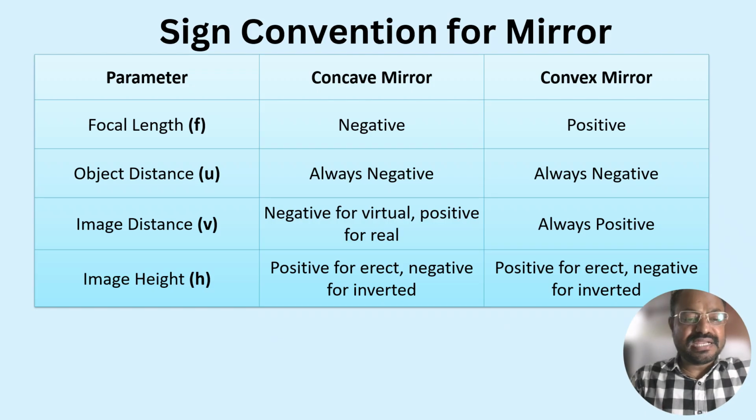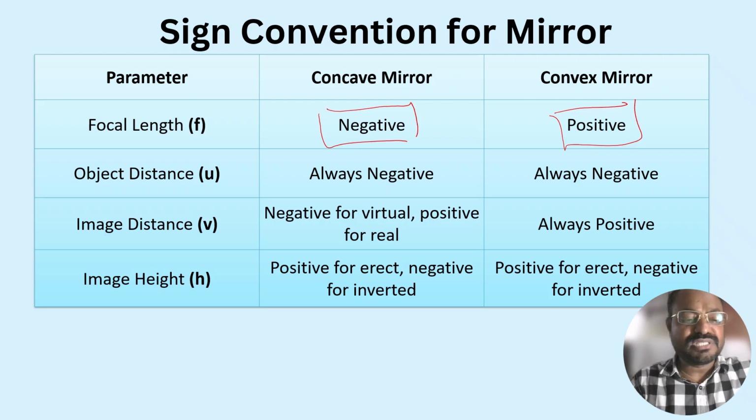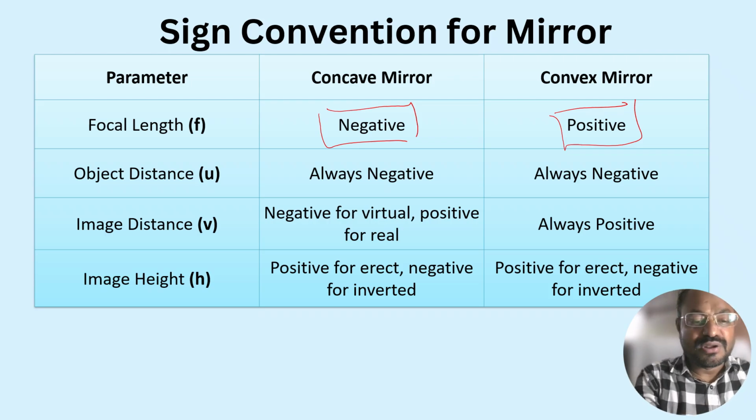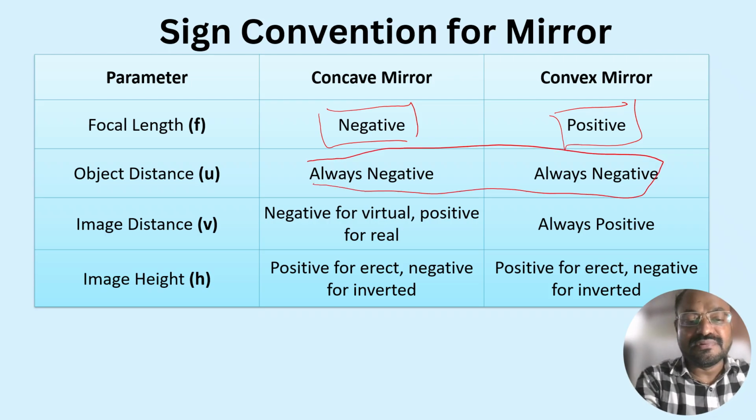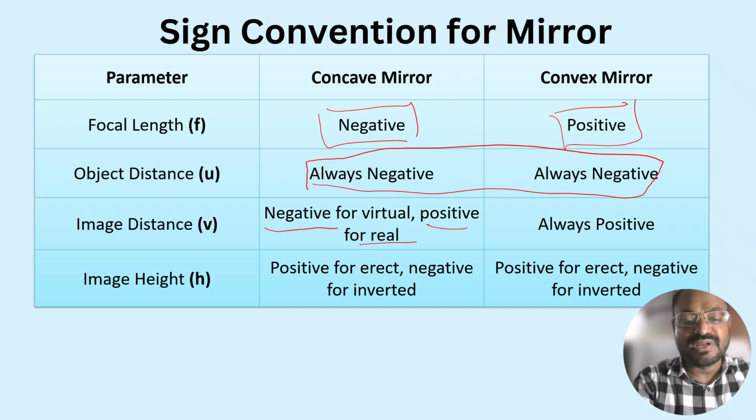For better understanding, I have tabulated the sign convention for both concave and convex mirror. I have taken the parameters focal length f, object distance u, image distance v, and image height h. You can see for the concave mirror, I have already told you the focal length is always negative. For the convex mirror, it is positive. Object distance for both convex and concave mirror is always negative. Image distance is negative for virtual and positive for real.